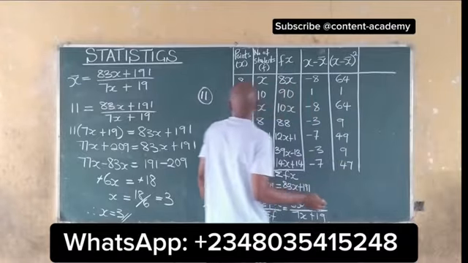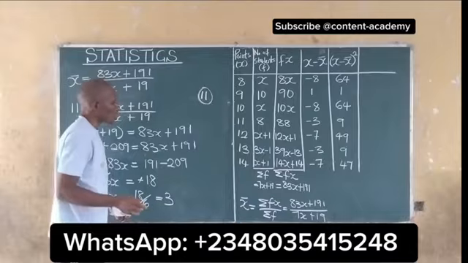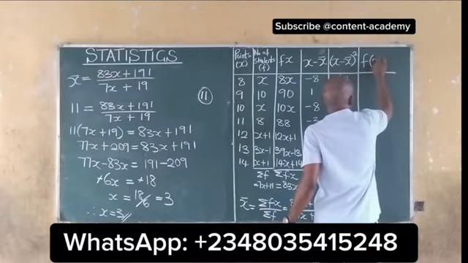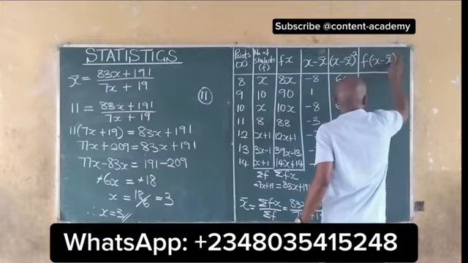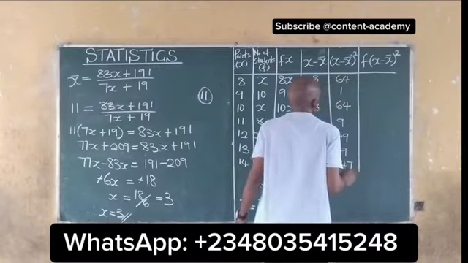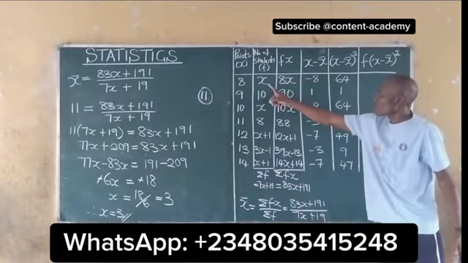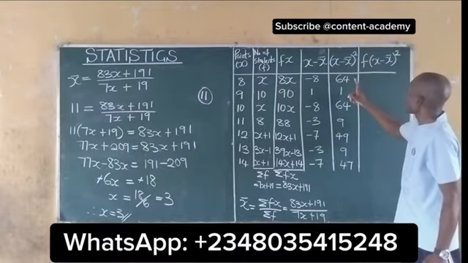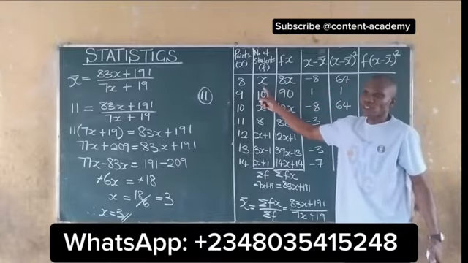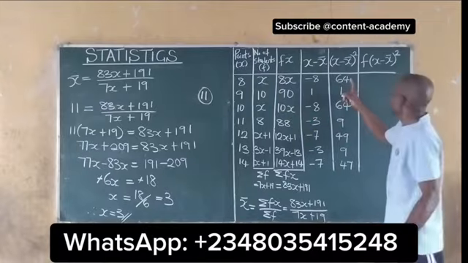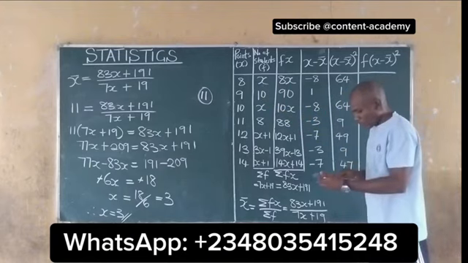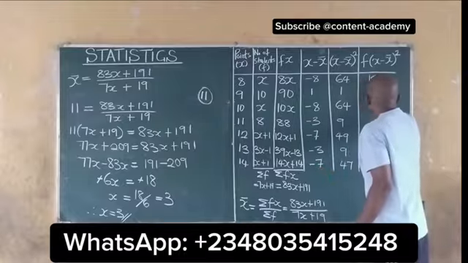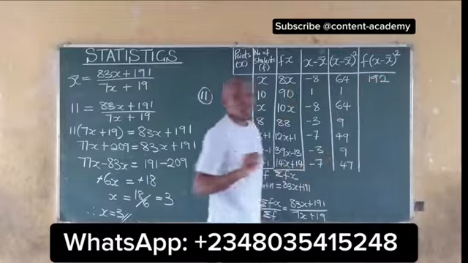The same thing, 49. That is 7 squared. Now, the next we have on our list, we will have to calculate for f of x minus x bar squared. So it means that whatever value we have for f, we multiply it by what we have here. So we already know that our x is 3. So 3 multiplied by 64 is 192.